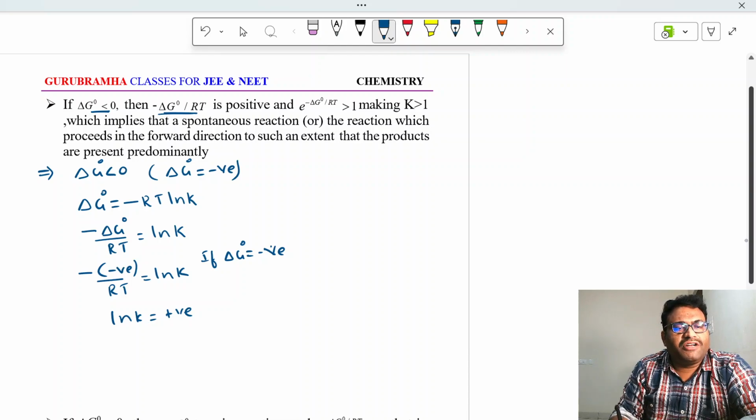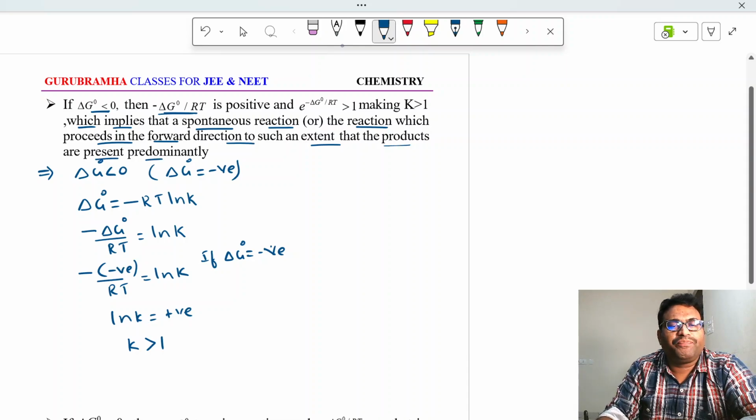If log K is positive, then K will be greater than 1. If K is greater than 1, what does that mean? It implies a spontaneous reaction, or a reaction which proceeds in the forward direction such that the products are present predominantly. For example, let us take A gives rise to B. K is equal to B by A.